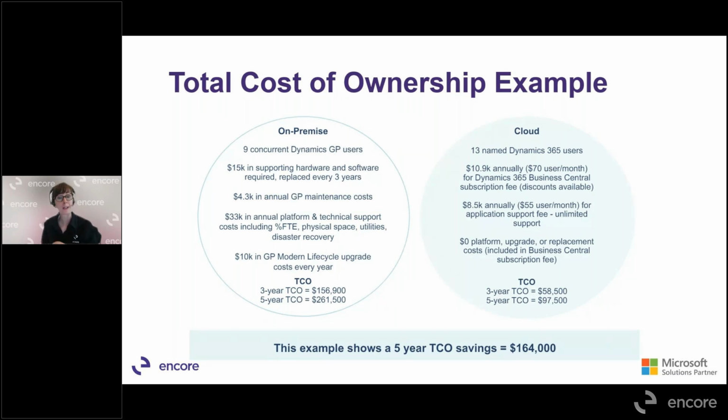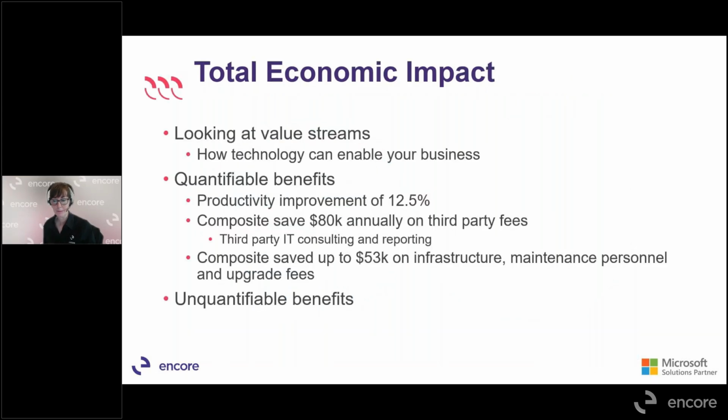So again, comparing in this example, showing that, okay, great, going to the cloud, what does that look like? And again, your particular variables are going to be different, and that's what you would work through with your account manager. In this example, we showed that there was a 5-year TCO, total cost of ownership, savings of $164,000. So again, when we look at that, we say, great, if we're going to do a project, we know we're going to have that ROI very quickly.